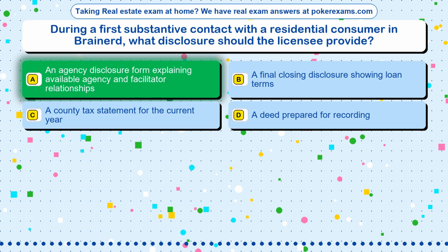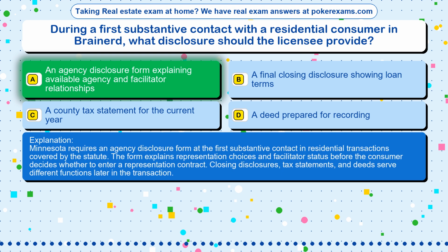The correct answer is option A. An agency disclosure form explaining available agency and facilitator relationships. Minnesota requires an agency disclosure form at the first substantive contact in residential transactions covered by the statute. The form explains representation choices and facilitator status before the consumer decides whether to enter a representation contract. Closing disclosures, tax statements, and deeds serve different functions later in the transaction.